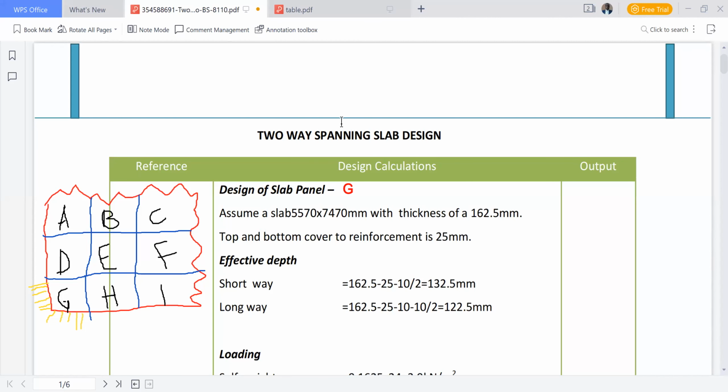Today, I will take you through design of two-way spanning slab panel. Now, from our diagram here on our left-hand side, we are going to design slab panel G.